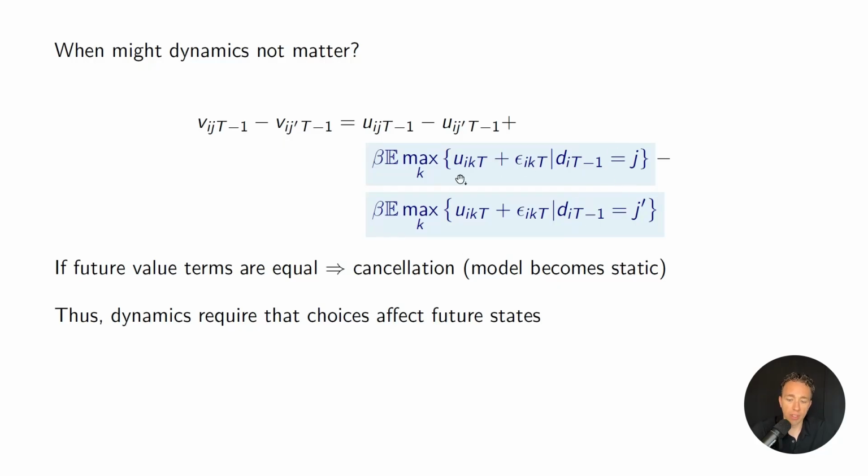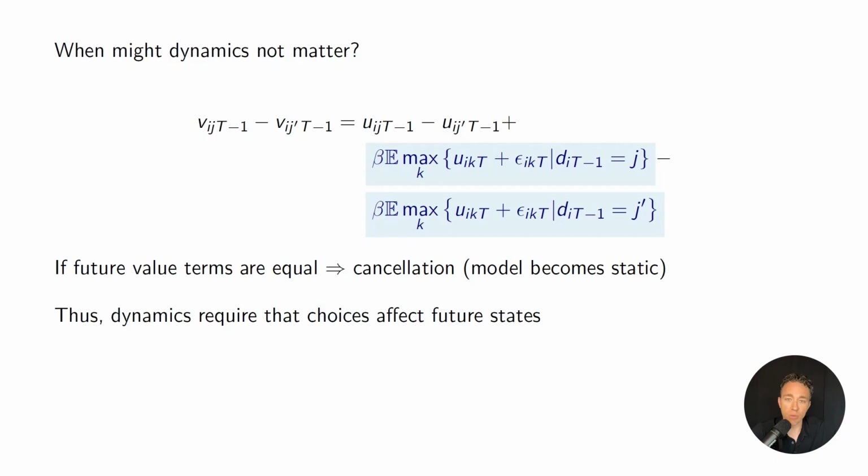And so the point that I'm trying to make here is that if this future utility is the same, regardless of what I chose in the current period, then this is going to cancel and my v's are just going to become the u's that I had from the static model. So the main principle that I want you to understand is that in order for us to have v's that are different than the u's, in order for us to have dynamic behavior, we have to have it be the case that the choices are affecting the future states in some meaningful way.